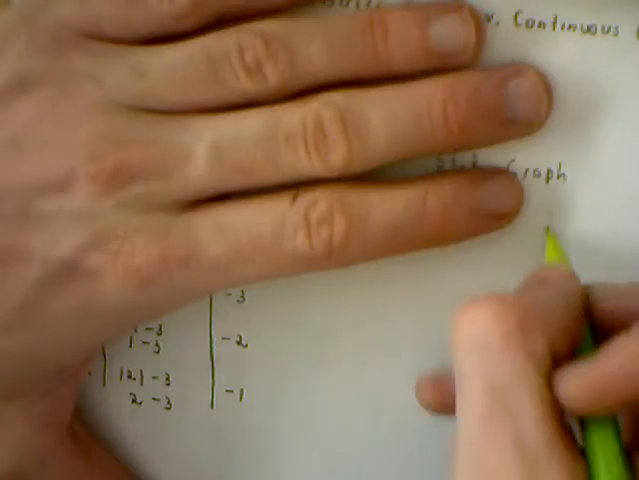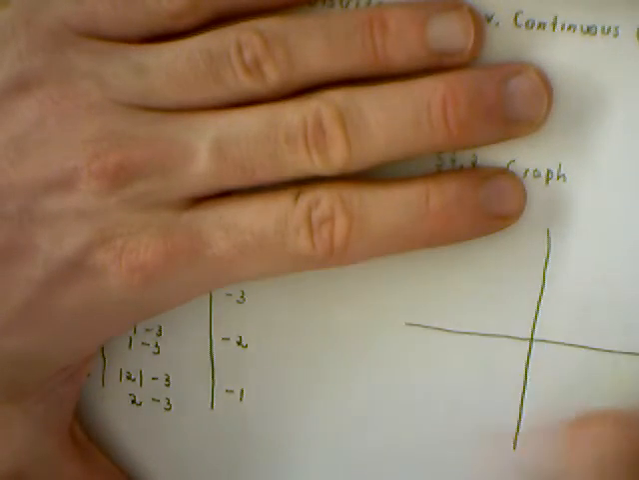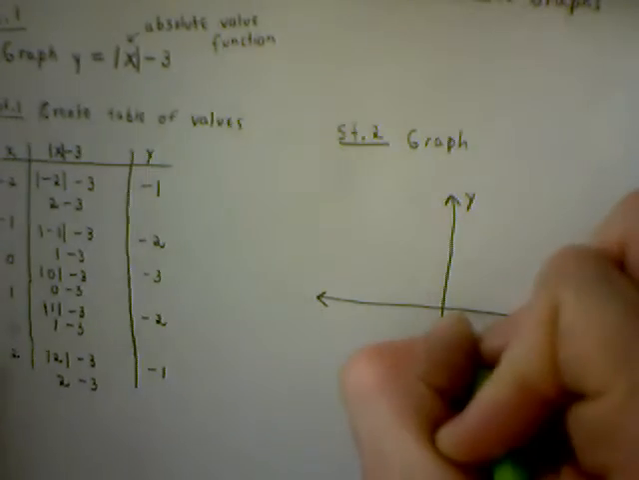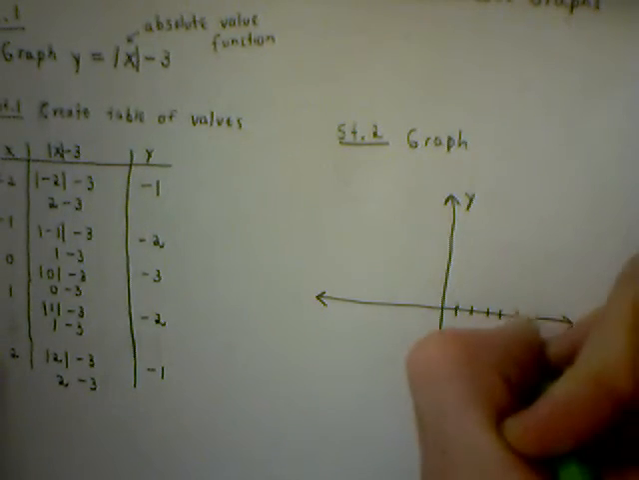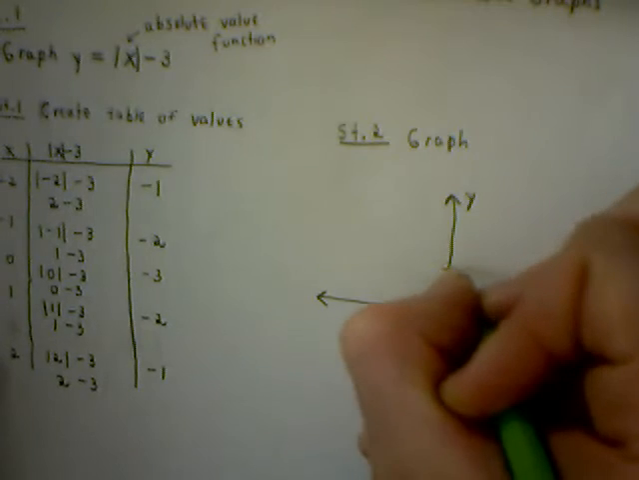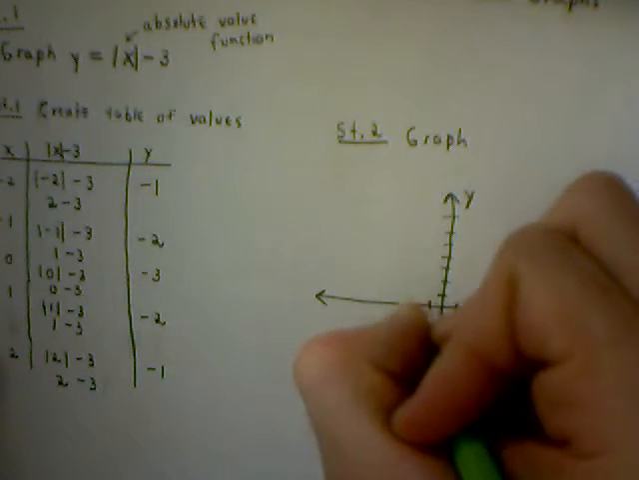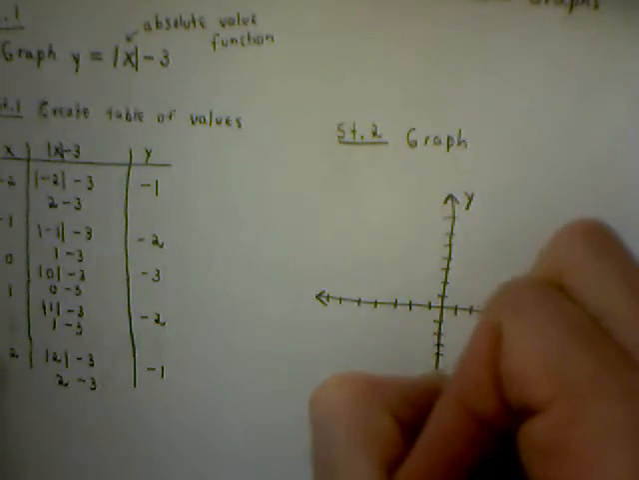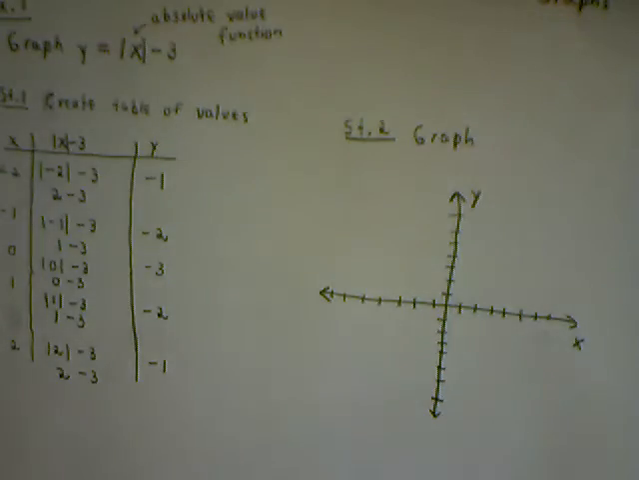Okay, here we go. Make sure that you scale your graph equally. So I'm going to make sure it looks nice and equal. 1, 2, 3, 4, 5, 6, 7. Let's go ahead and plot our points now.